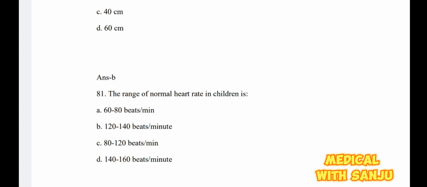Question number 81. The range of normal heart rate in children is option A 60 to 80 beats per minute, option B 120 to 140 beats per minute, option C 80 to 120 beats per minute, option D 140 to 160 beats per minute. 80 to 120 beats per minute. Option C is right answer.